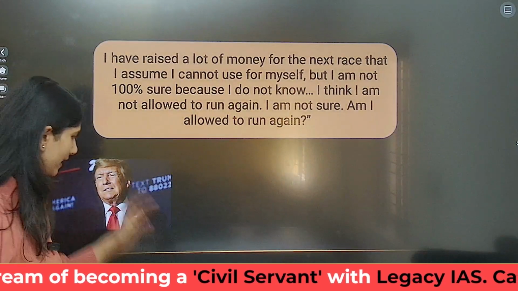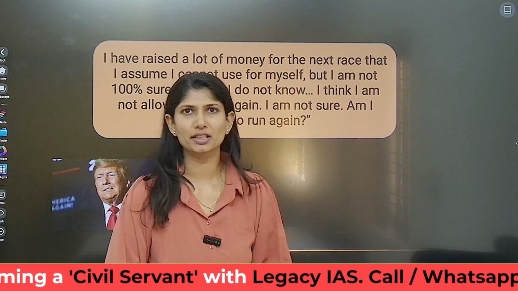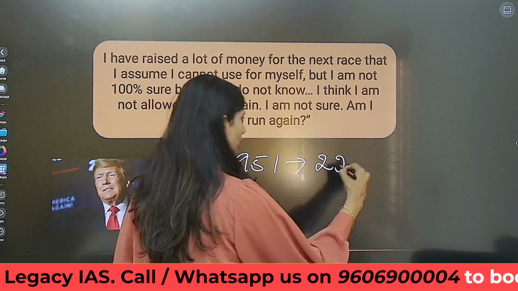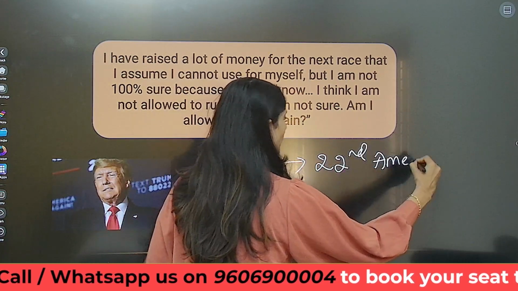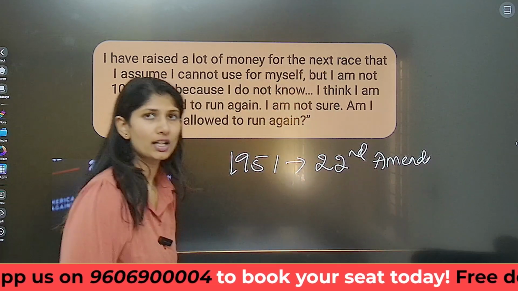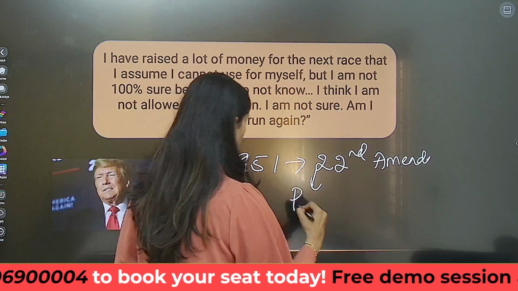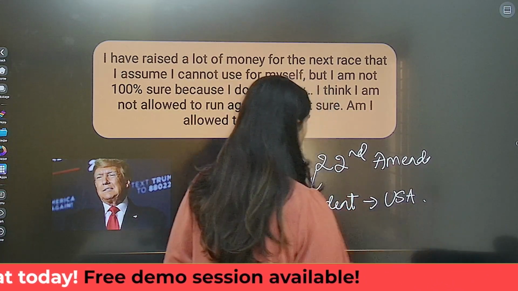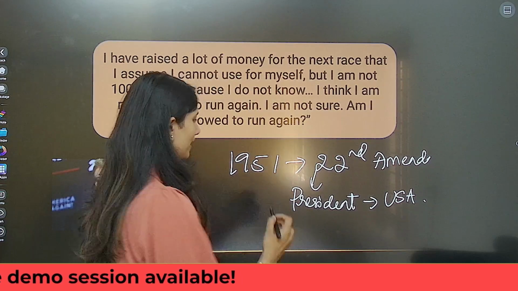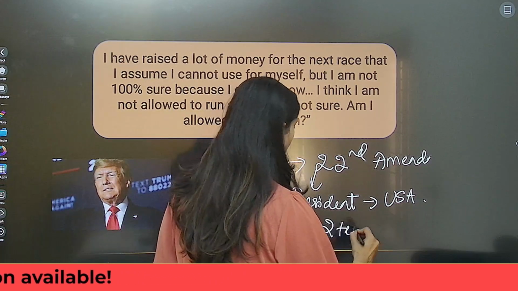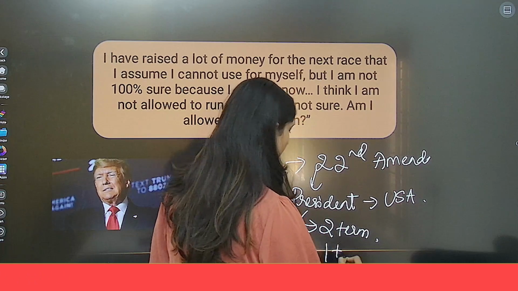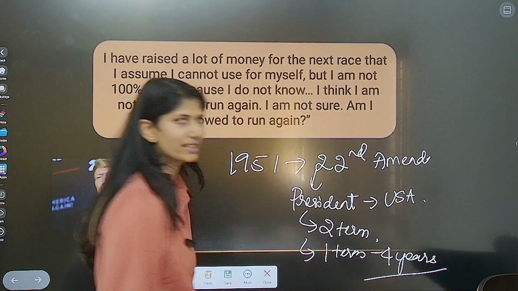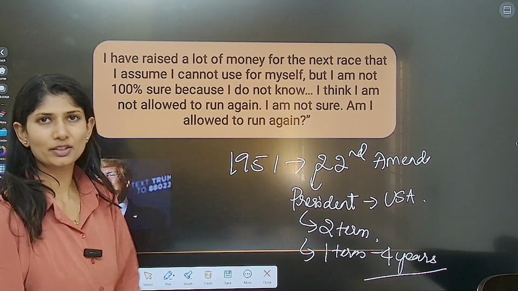Look at this. Something that happened in 1951, that's what we spoke about. This was already enacted. The constitutional amendment was done. That was your 22nd Constitutional Amendment, which stated that a president of the USA cannot run for election for more than 2 terms. One term is 4 years, so he can't be president for more than 8 years. This was done in almost 1951 itself.